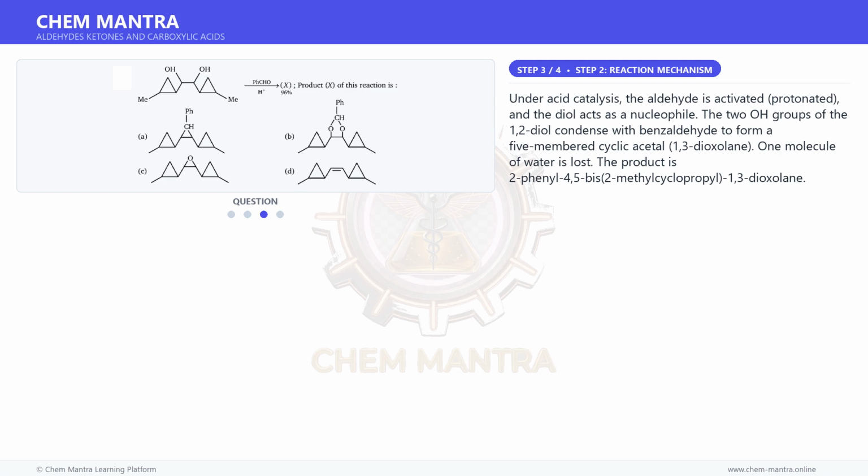Moving on to the next step. Under acid catalysis, the aldehyde is activated, protonated, and the diol acts as a nucleophile. The two OH groups of the 1,2-diol condense with benzaldehyde to form a 5-membered cyclic acetal, 1,3-dioxolane. One molecule of water is lost. The product is 2-phenyl-4,5-bis(2-methylcyclopropyl)-1,3-dioxolane.